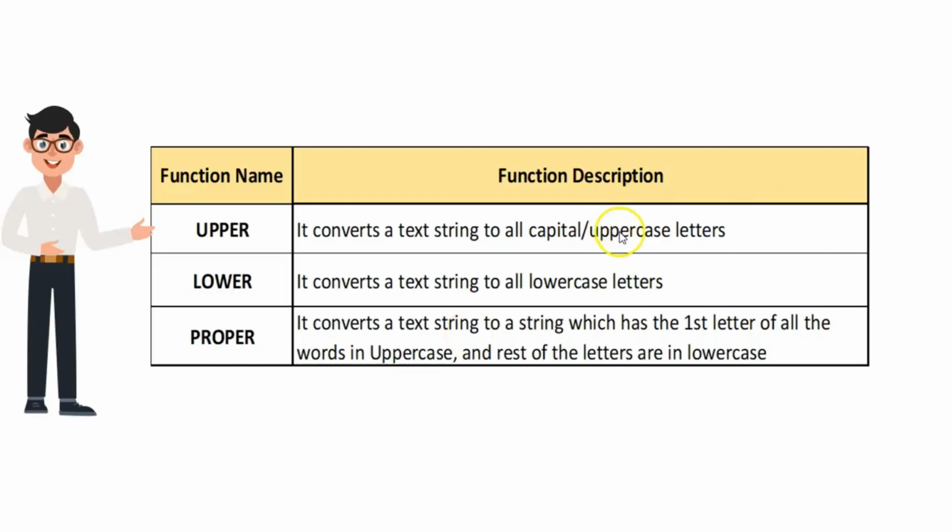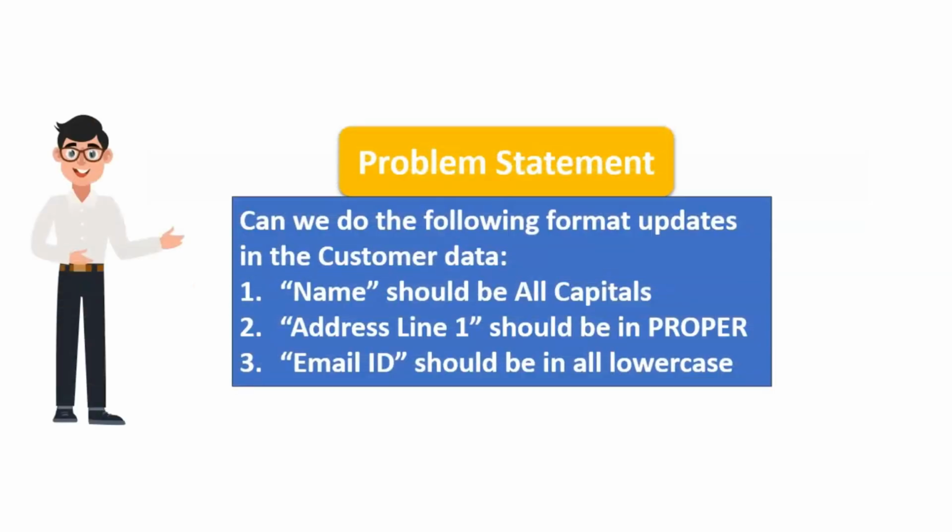Let us now try to understand these functions by solving few sample queries. So our problem statement is, can we do the following format updates in the customer data? The first update is that name should be in all capital letters. Moving to the second one, the address line 1 should follow the proper format. Next we have the email ID should be in all lowercase.